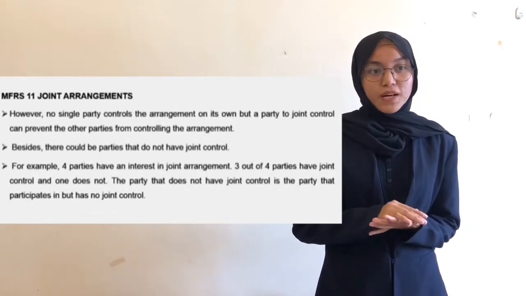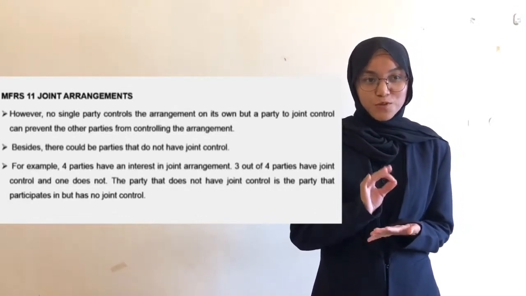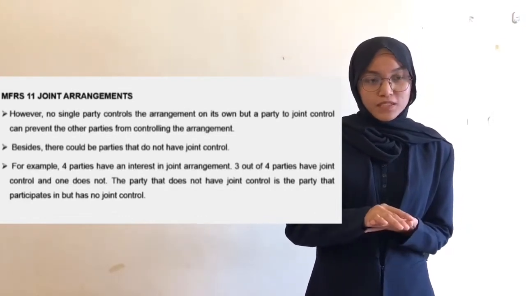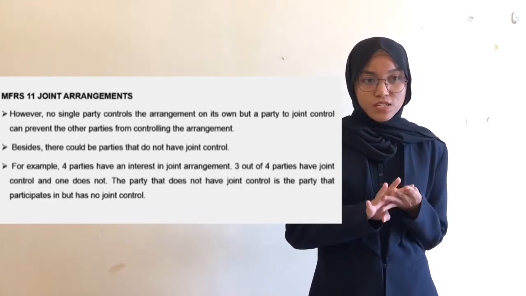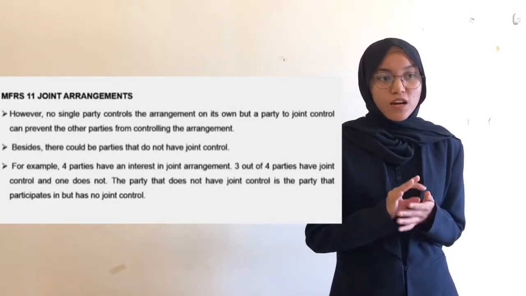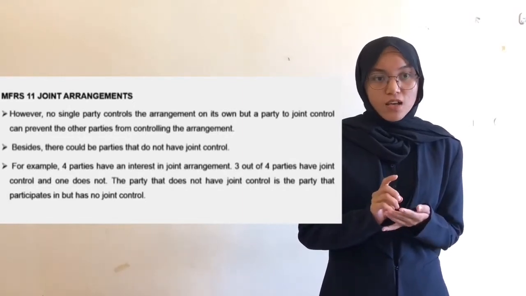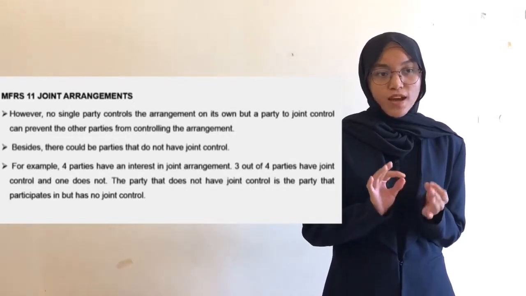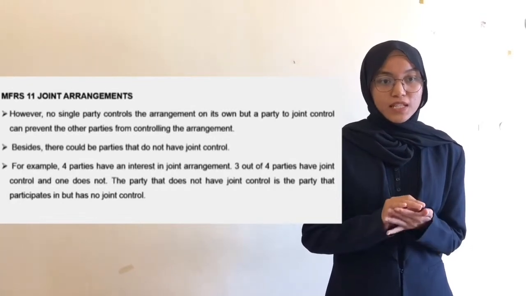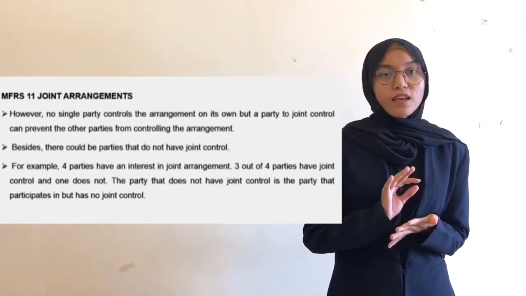Besides, there could be parties that do not have joint control. For example, 4 parties have an interest in a joint arrangement. 3 out of 4 parties have joint control and 1 does not. So the party that does not have joint control is the party that participates in the arrangement but has no joint control.